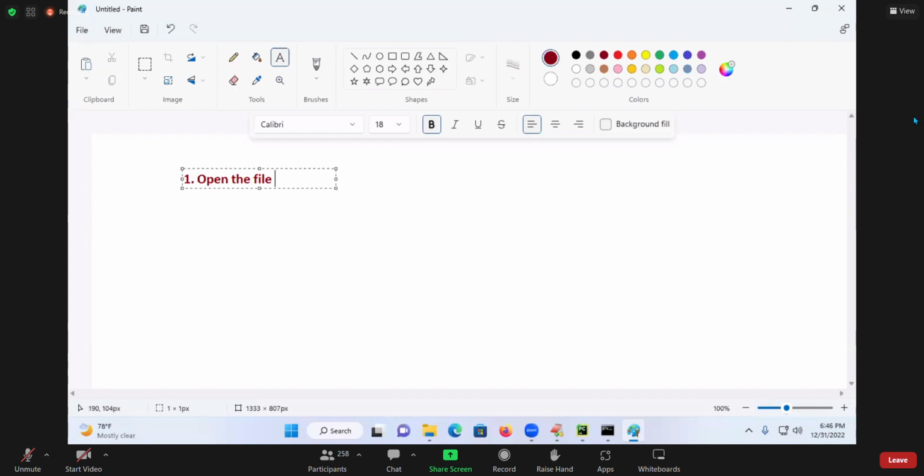Assume that one statement is written. How do you open the file? We will take care of that. Now, coming to the point of it: open the file.